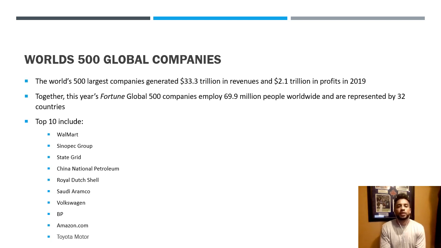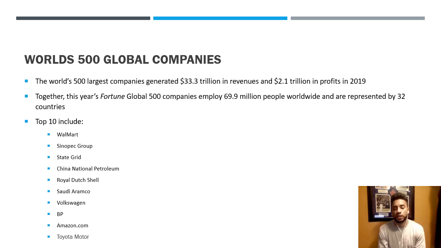So let's look at some of the world's 500 global companies. The world's 500 largest companies generated $33.3 trillion in revenue and $2.1 trillion in profits in 2019. Together, this year's Fortune Global 500 companies employ 69.9 million people worldwide and are represented by 32 countries. The top 10 include some companies you might know, some you might not: Walmart, Sinopec Group, State Grid, China National Petroleum, Royal Dutch Shell, Saudi Aramco, Volkswagen, Boston Petroleum, Amazon.com, Toyota Motor.